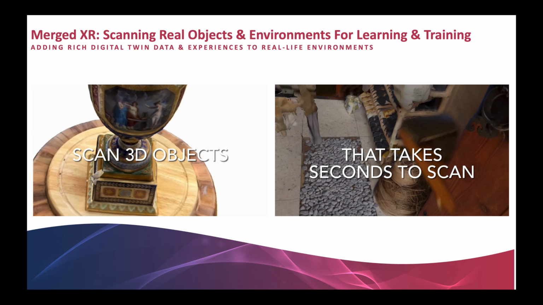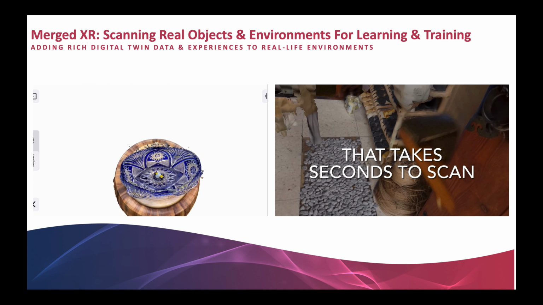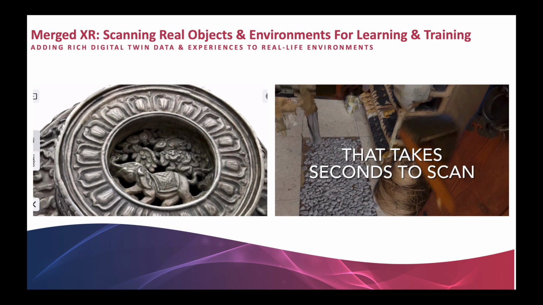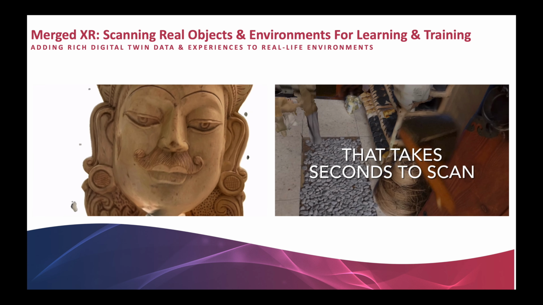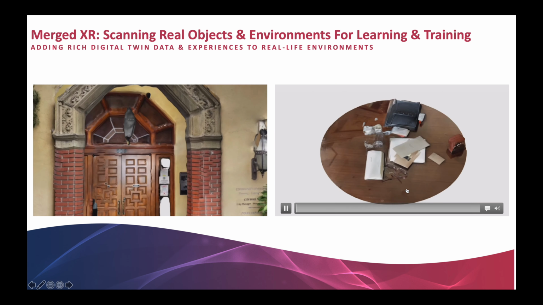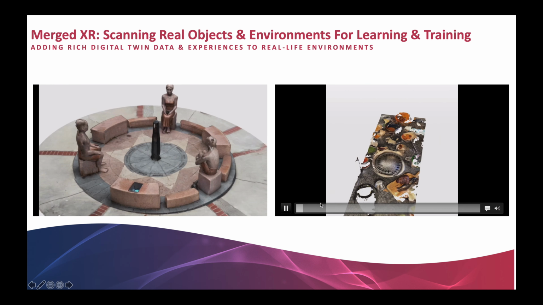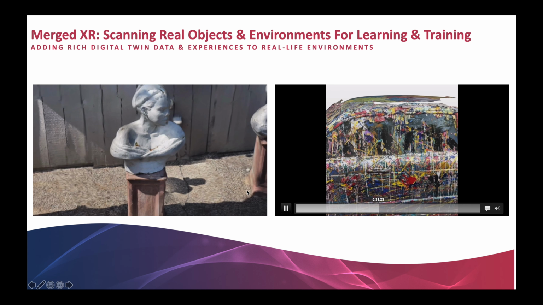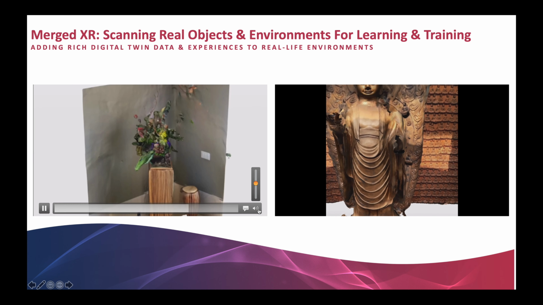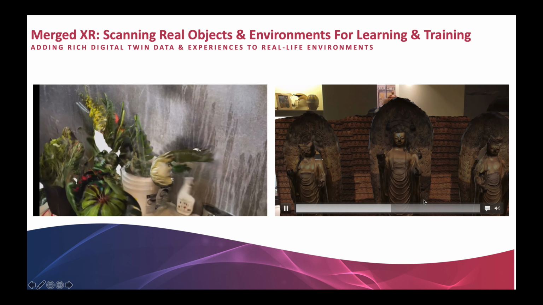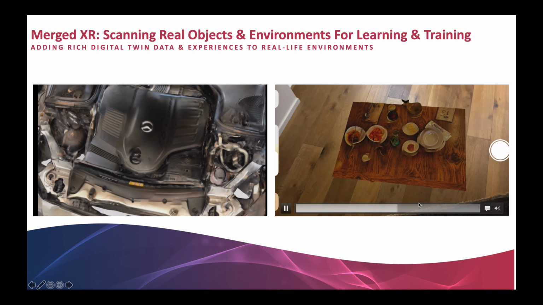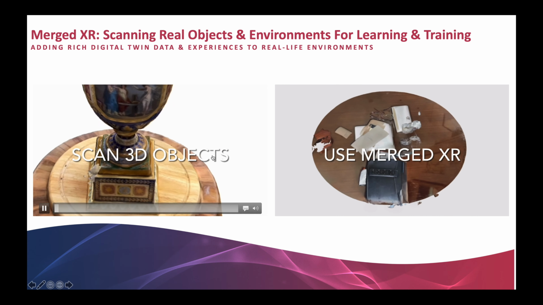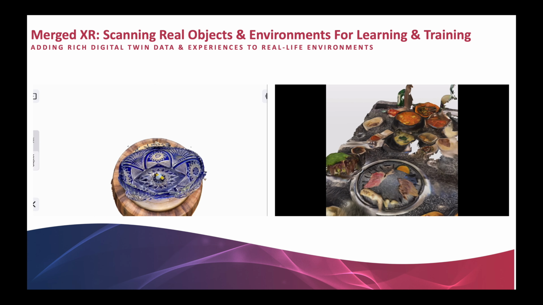So, natural question here is, how is this done? So first, you merge the reality by scanning real objects and real environments. It takes actually seconds to scan with your phone. So you're not using anything sophisticated in terms of equipment. So this to the right here is just scans I did during my latest trip to Korea, and to the left are some other objects that I just scanned in my environments.